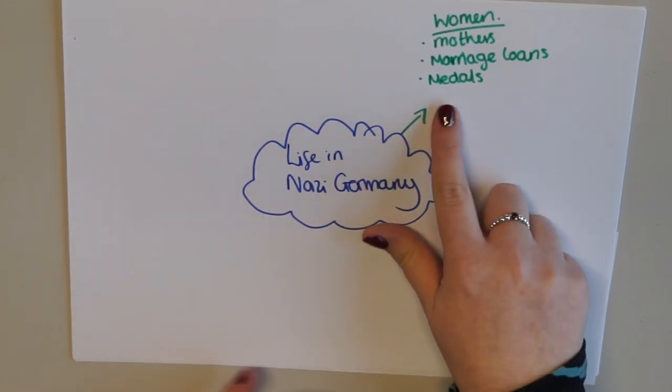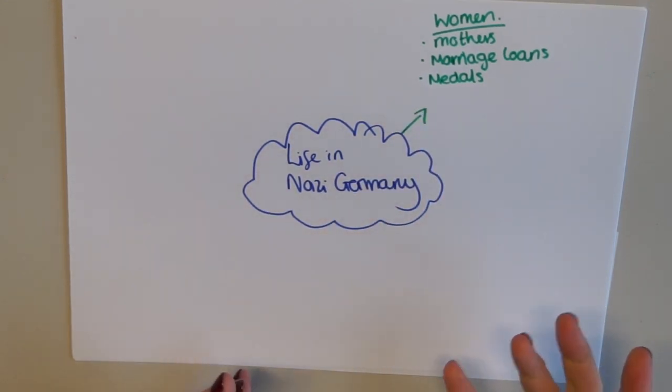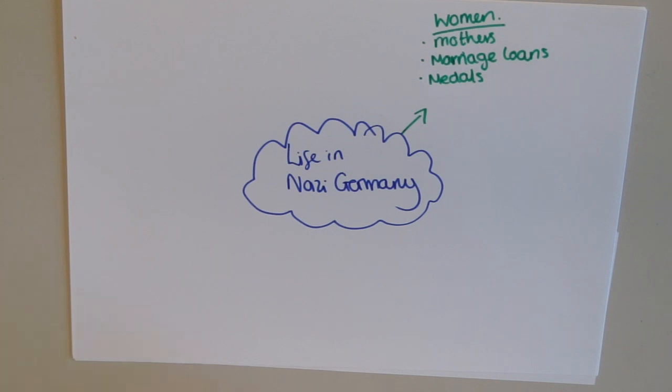So for example, medals might not look like a lot of information, but that should hopefully trigger in your mind the extra information. So the fact that medals were given bronze, silver and gold for 4 children, 6 children and 8 children. Again, marriage loans, that should then trigger the fact that people were encouraged to get married, they were given a loan, and every time that they had a child, part of that loan was paid off.